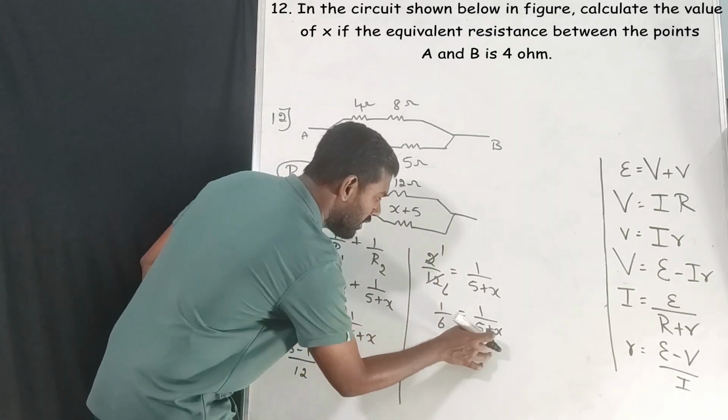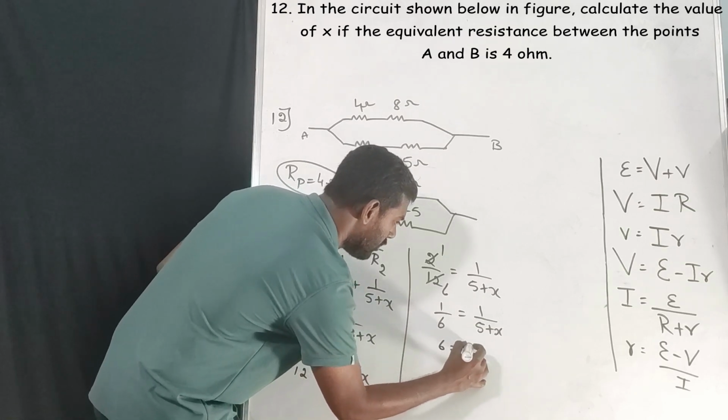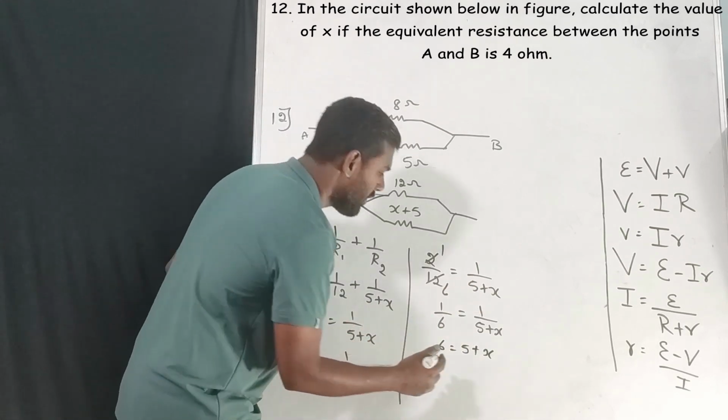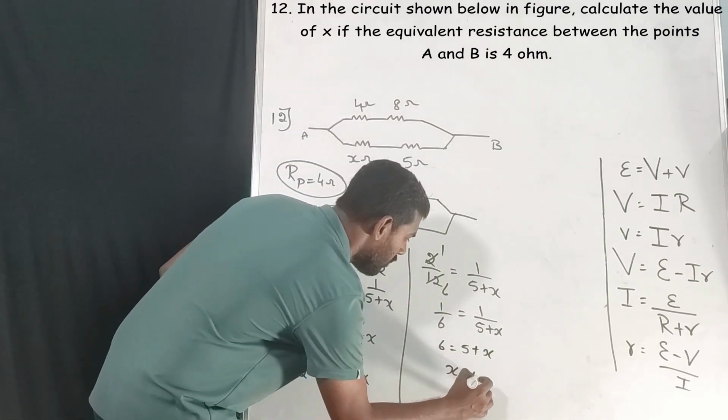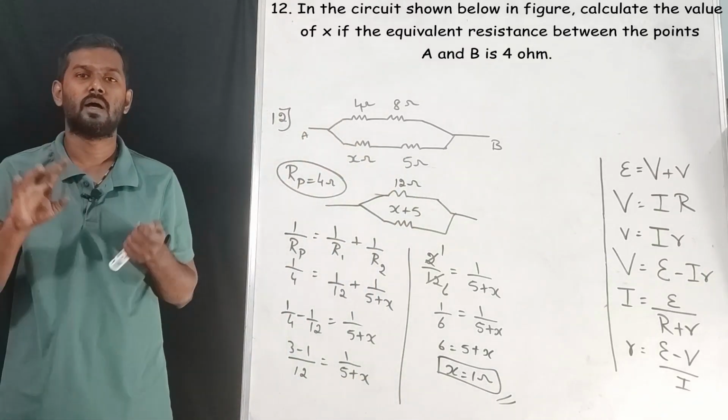Now take the cross multiplication. Now this will be 6 is equal to 5 plus x. I know it is 5 plus x is equal to 6, both are same. Then x is equal to 1 ohm. That's it. This is how you find the answer.